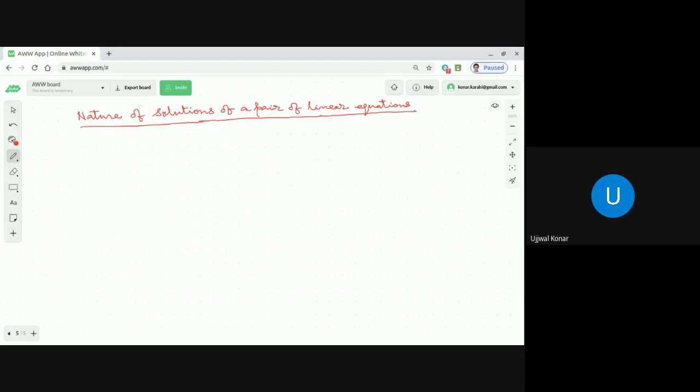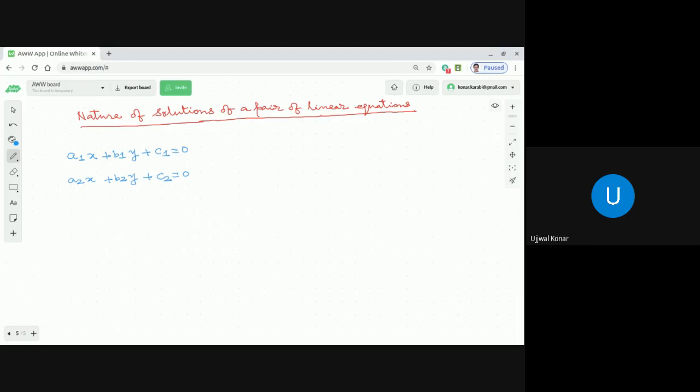Okay, now let us consider a pair of linear equations. A pair of means two linear equations. The first one is a1x plus b1y plus c1 is equal to 0, and the second one is a2x plus b2y plus c2 equal to 0.